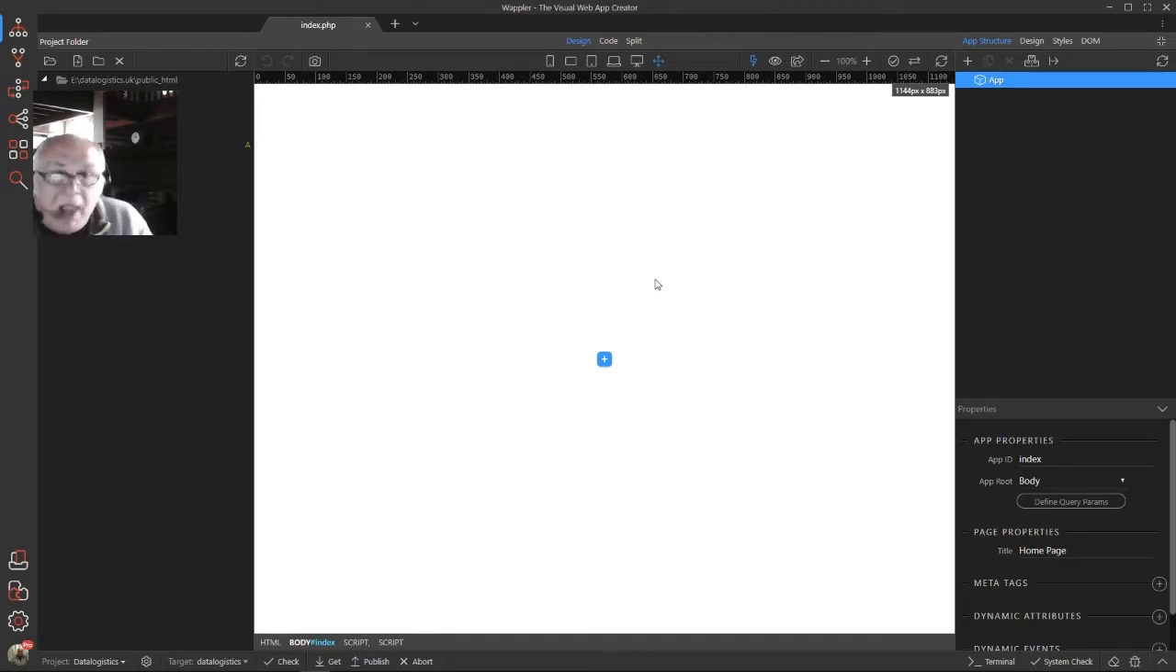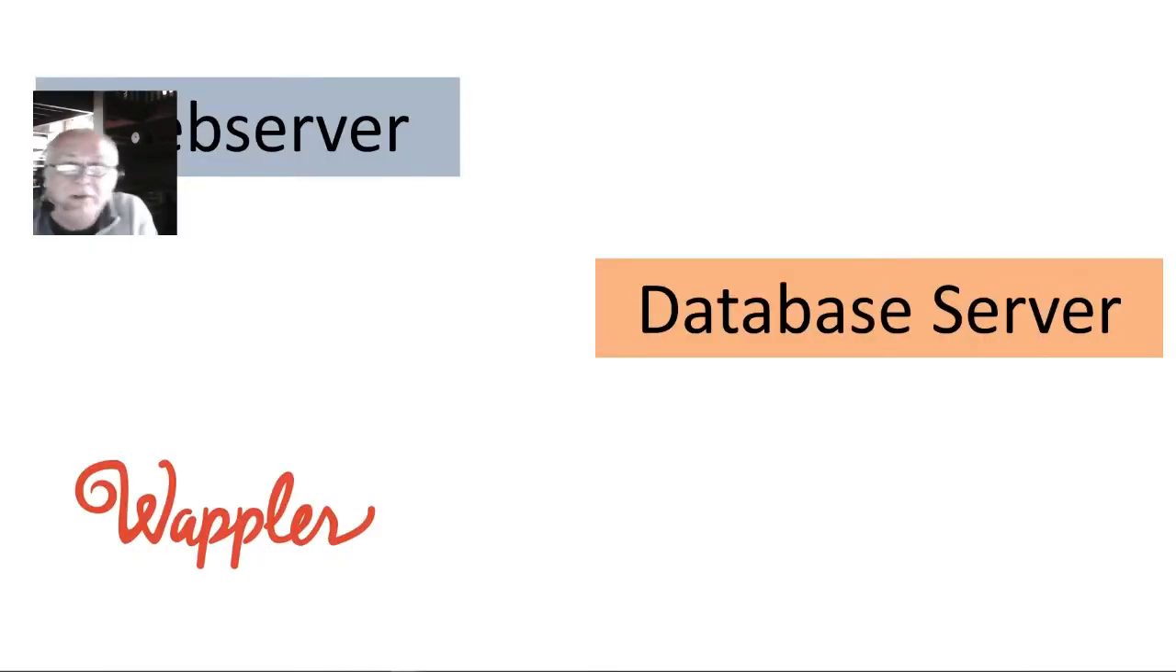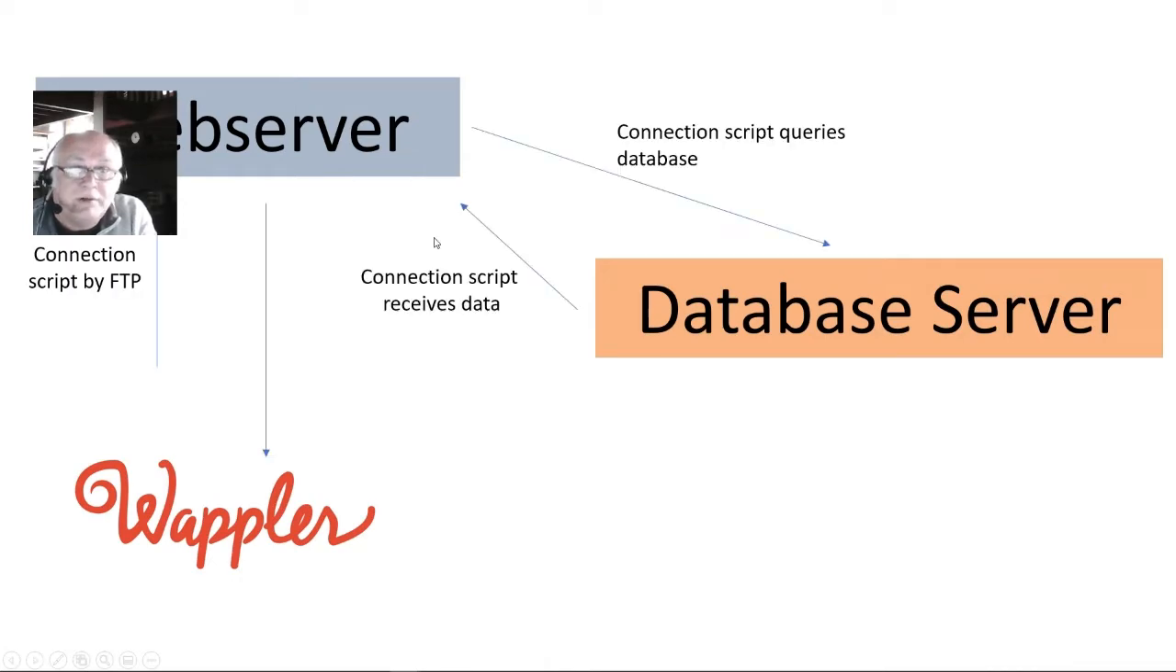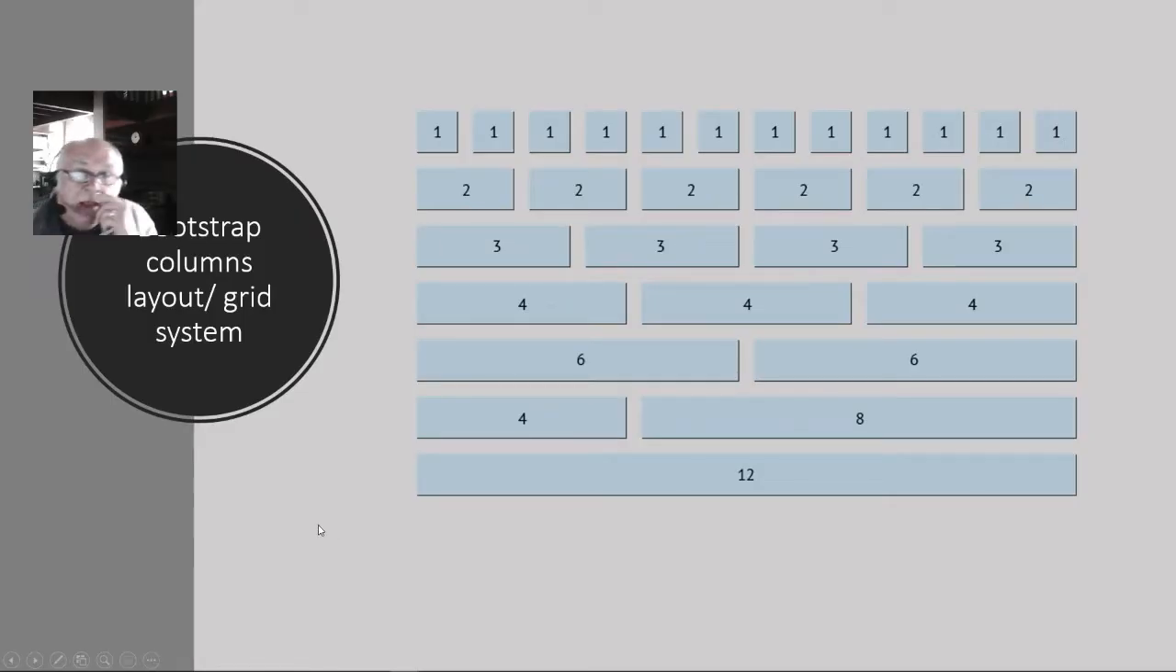I also want to give you a very, very brief overview of the Bootstrap layout system. Those of you who have used Bootstrap before will find this fairly straightforward. Those of you who haven't, I think it's an important concept that you need to know about. The Bootstrap grid system works on 12 columns.